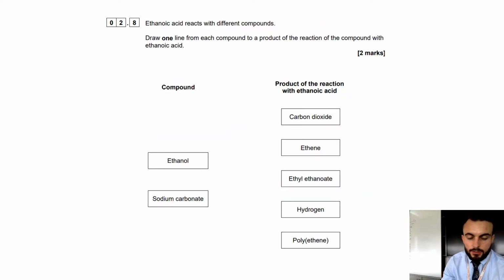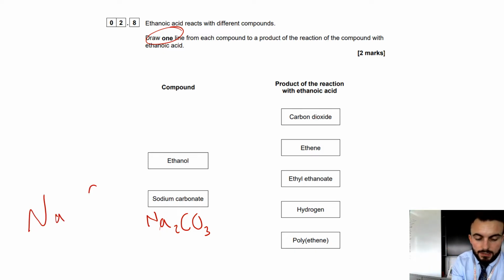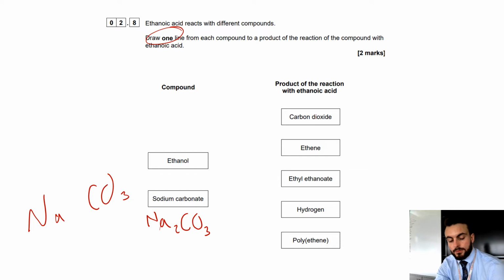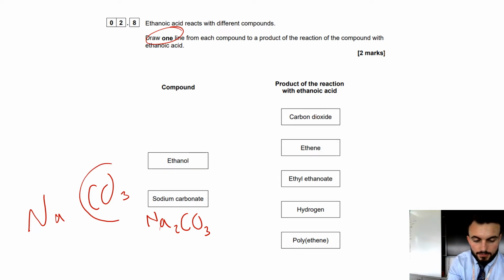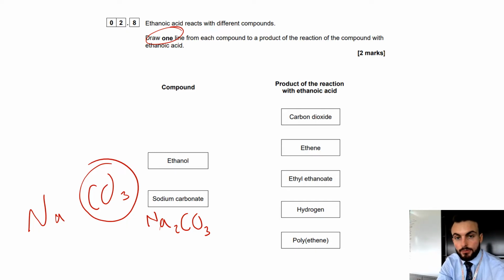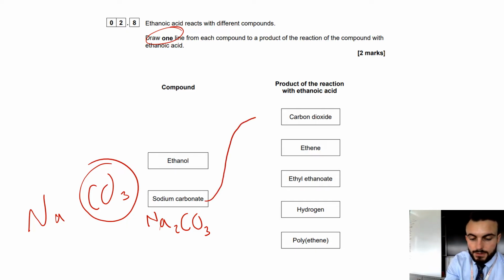Ethanoic acid reacts with different compounds. Draw 1 line from each compound to a product of the reaction of the compound with ethanoic acid. So we'll do the obvious one first, which is sodium carbonate. The formula of sodium carbonate is Na2CO3. Even if you don't know that, you should hopefully know that sodium is that and the carbonate group is that, which makes it pretty easy, because out of all of those 5 products, which one is a bit like CO3? It's carbon dioxide. CO2 is formed.